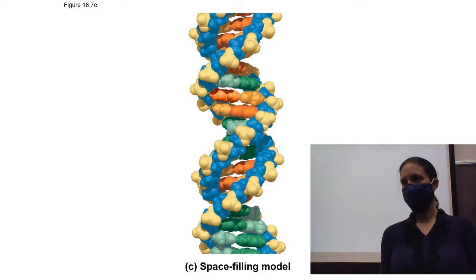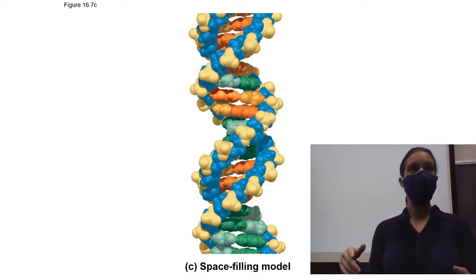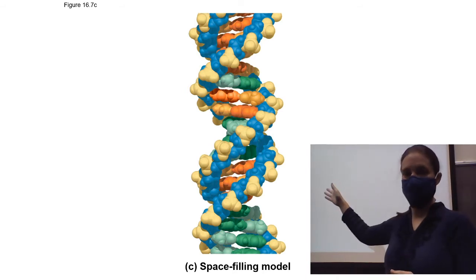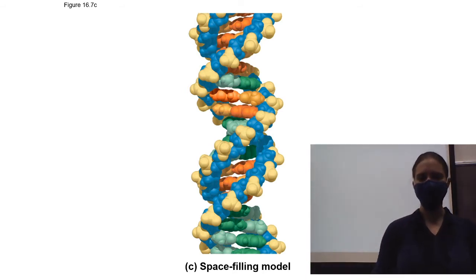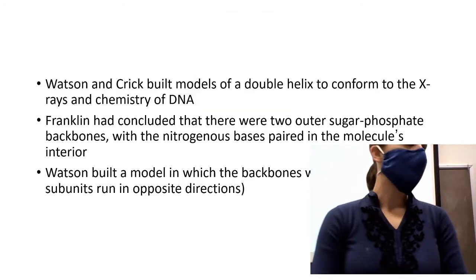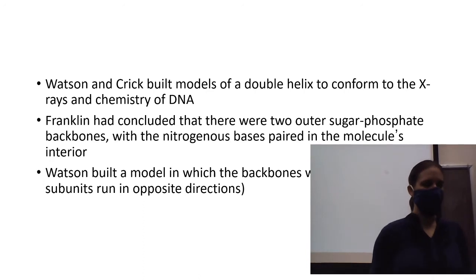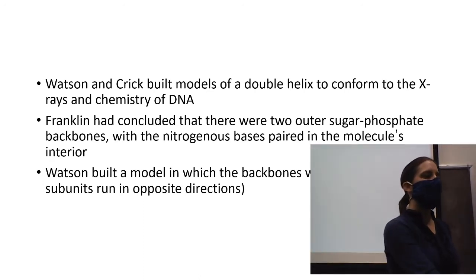If you're actually looking, all the drawings are usually flat, but if you're looking for an actual space-filling model, it's going to look something like this, right? It takes up physical space. It's not entirely 2D. So, Watson and Crick, based on Franklin's work, figured out that this is basically the shape of it.